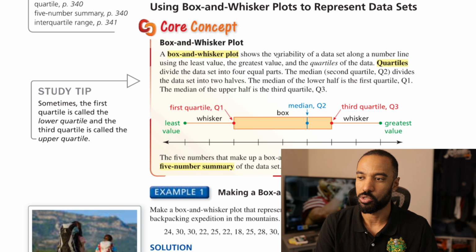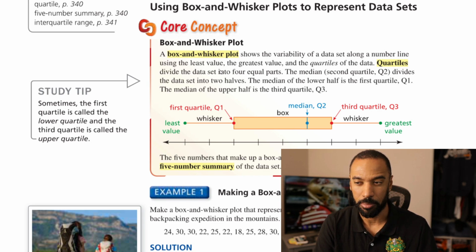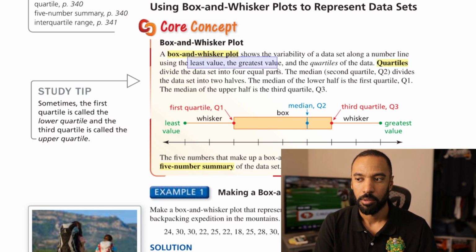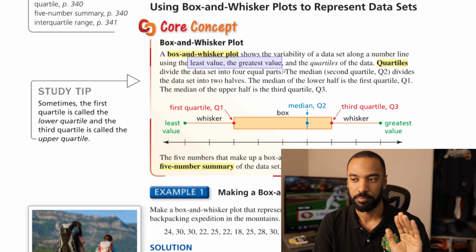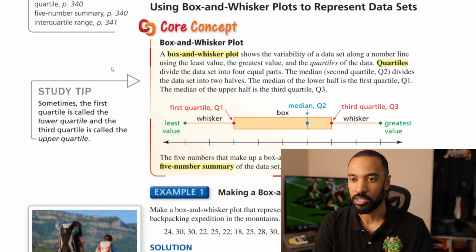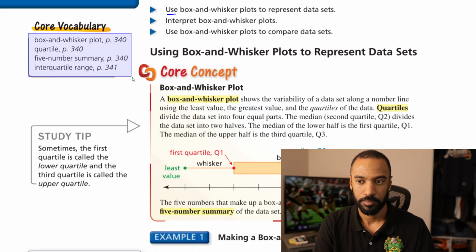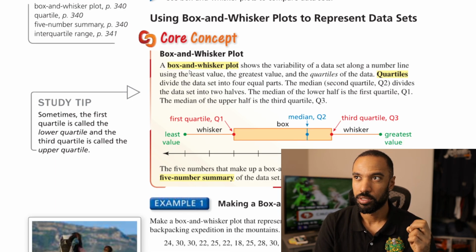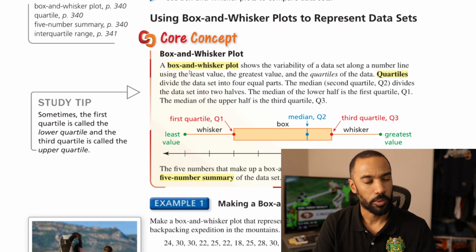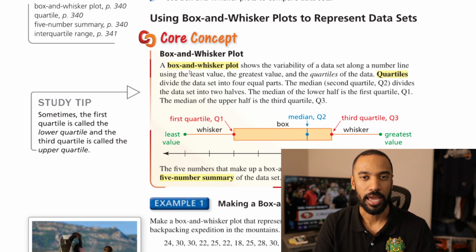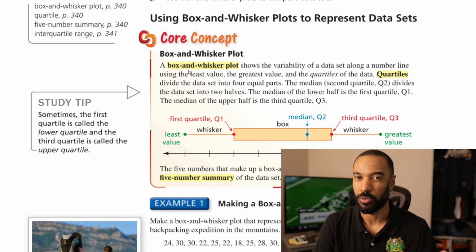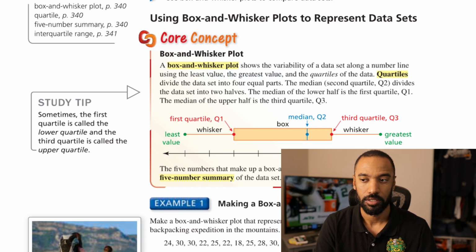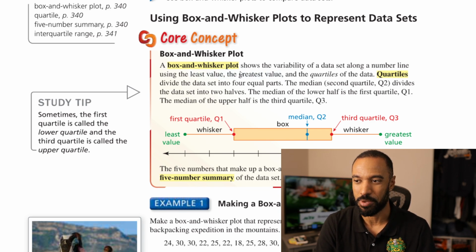A box and whisker plot shows the variability of a data set along a number line using the least value and greatest value. That's what I was calling max and min. By the way, these might be the words they use, because I didn't see them say max and min here. I'm too habitual in saying max and min, and I think it's more common to hear that, so you're likely going to hear me translate every single time they say least and greatest into max and min, respectively. Least is min, greatest is max.